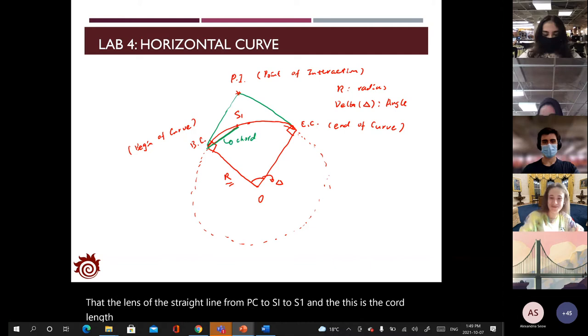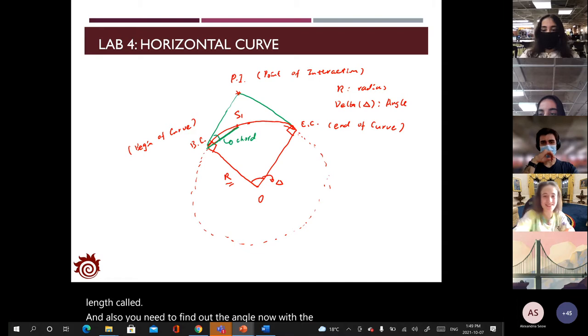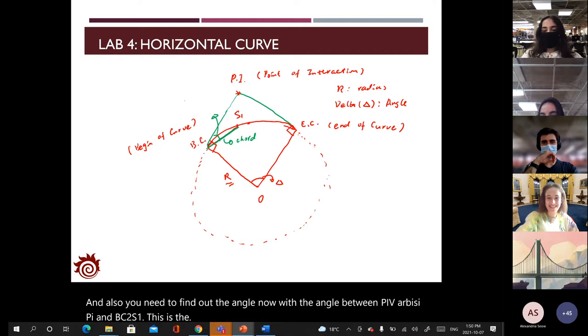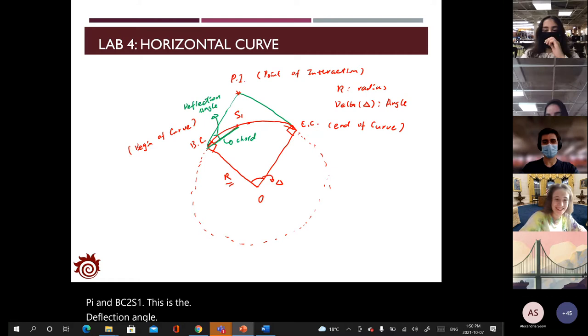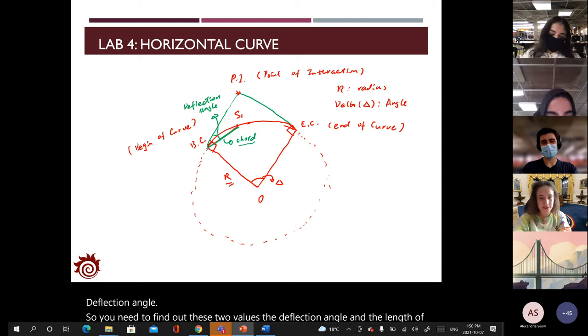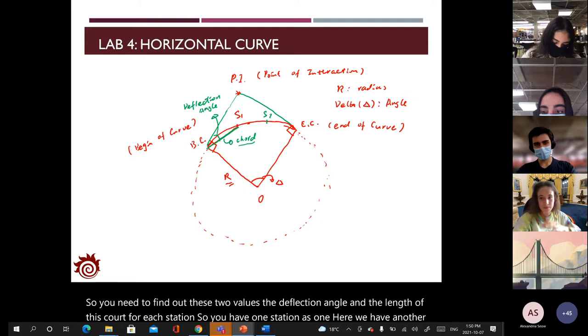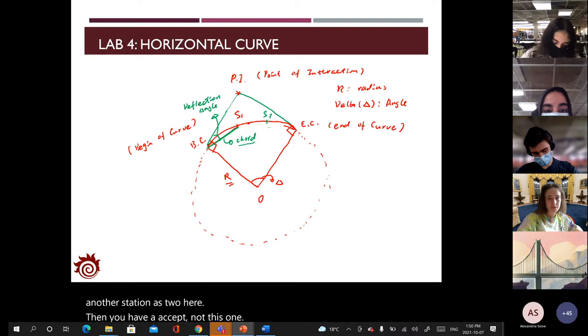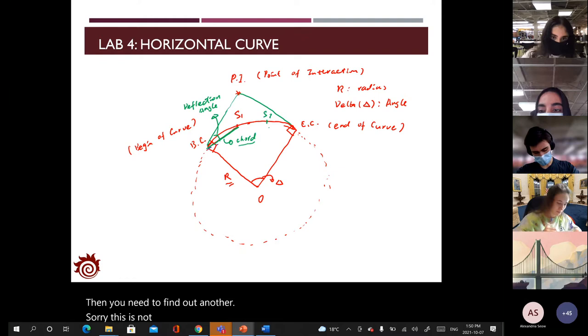And also you need to find the angle, which is the angle between the line BC to PI and the line BC to S1. This is the deflection angle. So you need to find these two values, the deflection angle and the length of the chord, for each station. You have one station S1 here, you have another station S2 here, and then you need to find another deflection angle.